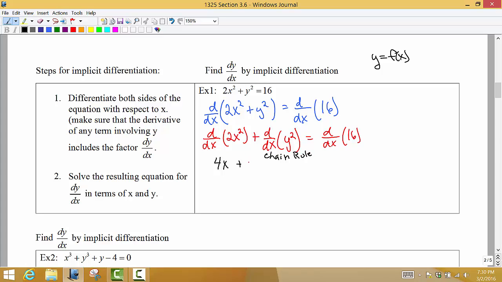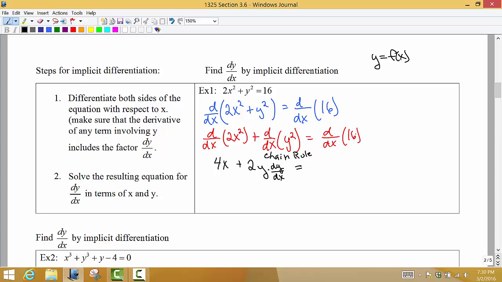So we're going to bring the power to the front. I'm going to write the inside function, which is y, as is, and then I'm going to multiply that by the derivative of the inside function. Well, the inside function is y. What's the derivative of y? Well, we don't know what y is, so we don't know what the derivative is, but we'll just multiply that by the derivative of y with respect to x. So we're just putting that implied derivative there using that notation.